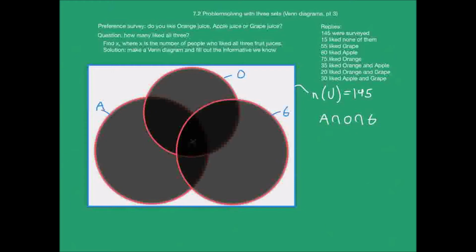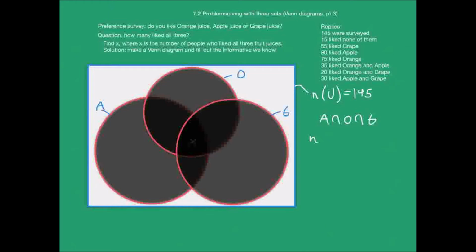We have other intersections as well. We have this one here, which is the intersection between orange juice and grape juice. This is the intersection between apple juice and orange juice. This is the intersection between apple juice and grape juice. And we can now proceed with numbers for these intersections, which are these petals near the center.